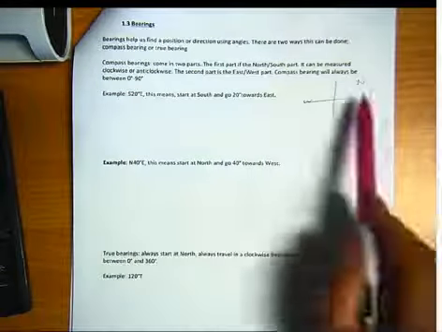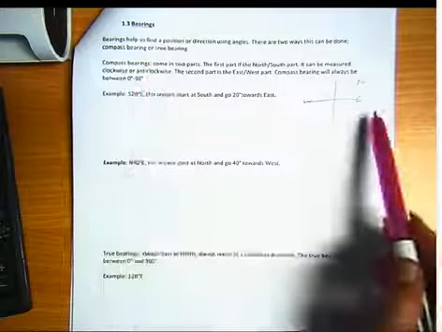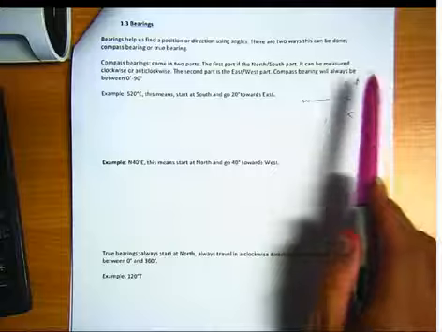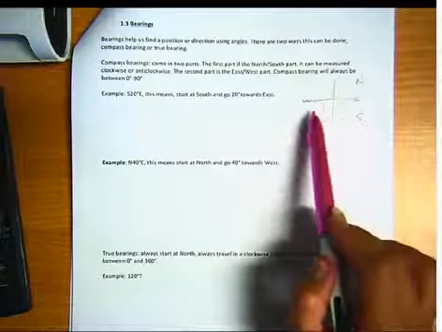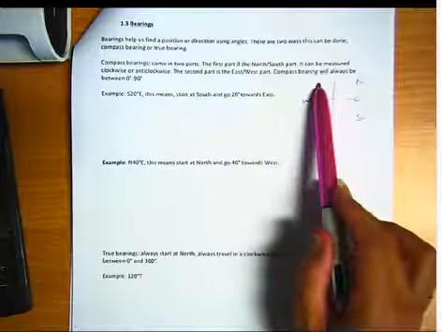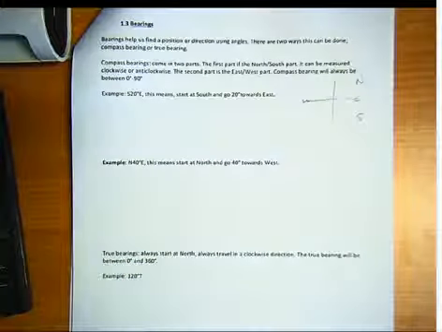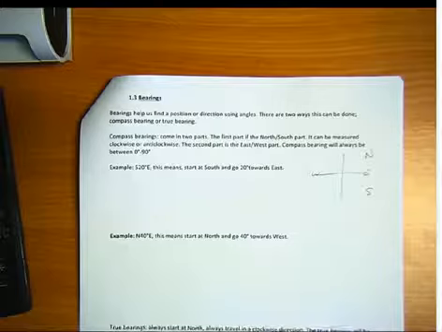Okay. So the compass bearing will always be between 0 and 90 because you're talking about which quadrant, the northeast quadrant, the southeast, the southwest, or the northwest quadrant. Whereas the true bearing can be anywhere between 0 and 360. So let's have a look first of all.